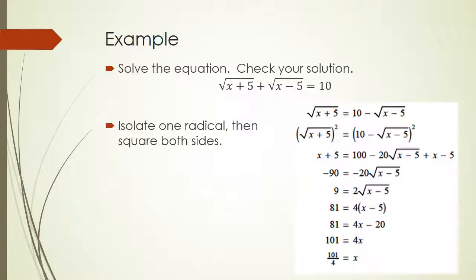The book took a little different approach. Like I said, they divided by -10 and got 9 equals 2 times the square root of x minus 5. They squared both sides, so you get 81 equals 4 times x minus 5, because you have to square the 2 also. Then they distributed, so you have 81 equals 4x minus 20, added the 20, and then divided by 4. The advantage to doing it this way is you don't have to worry about a fraction till the very end of the problem, but it is possible to do it the other way as well.